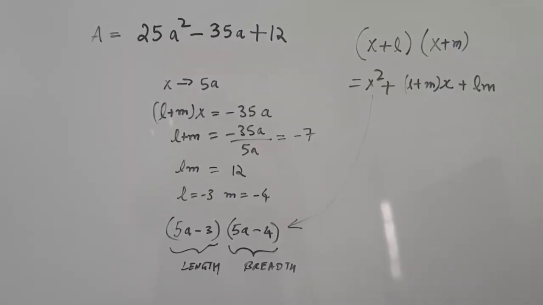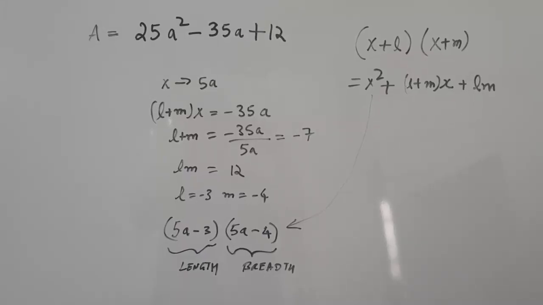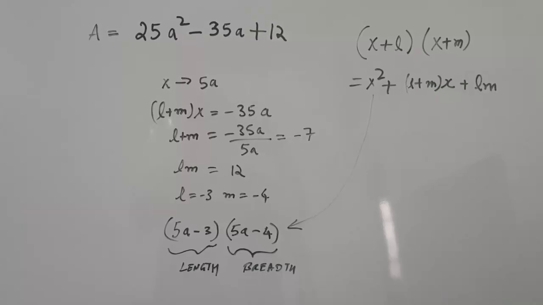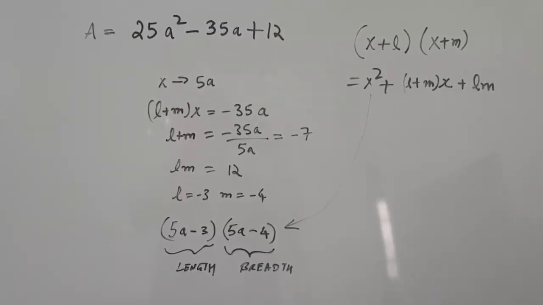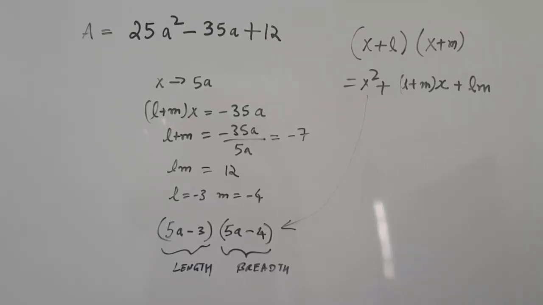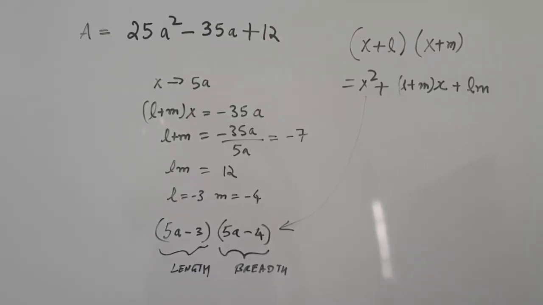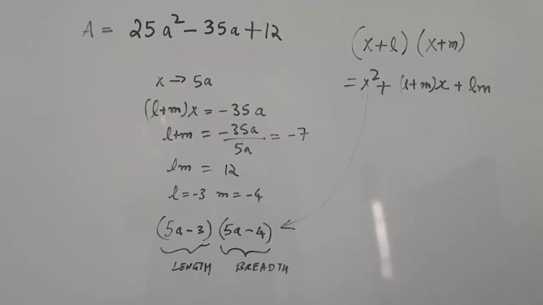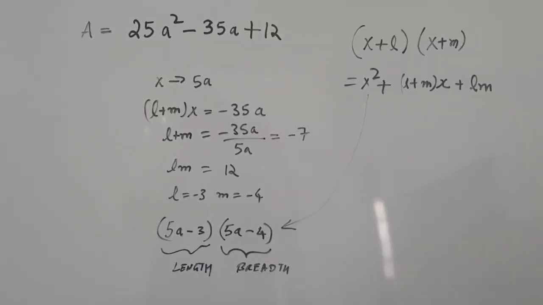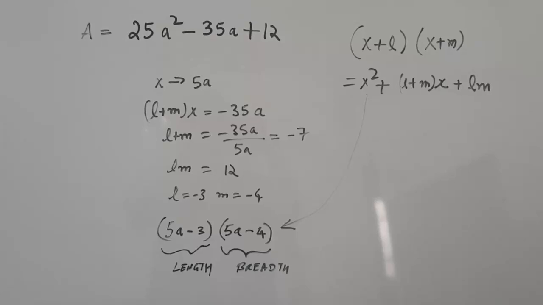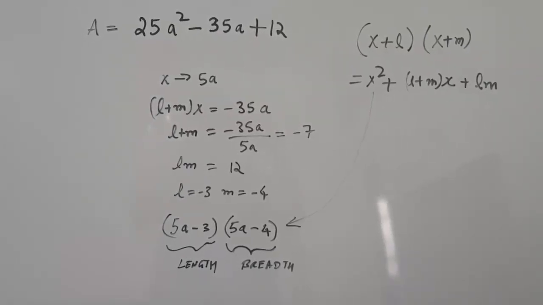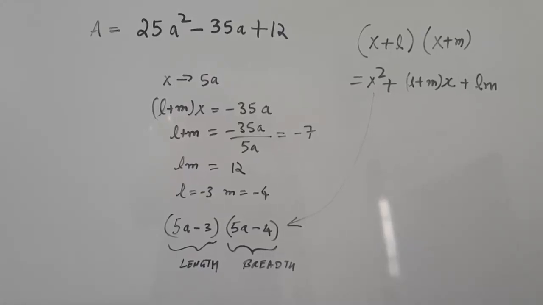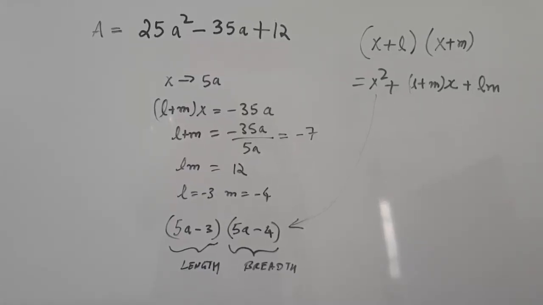So two numbers whose product is 12 and sum is minus 7 are minus 3 and minus 4, right? So this can be factorized as (x plus l) and (x plus m), right? Instead of x we have 5a, instead of l we have minus 3, and instead of m we have minus 4. So 5a minus 3 into 5a minus 4. Since area is equal to length into breadth, we can consider 5a minus 3 as length and 5a minus 4 as the breadth.